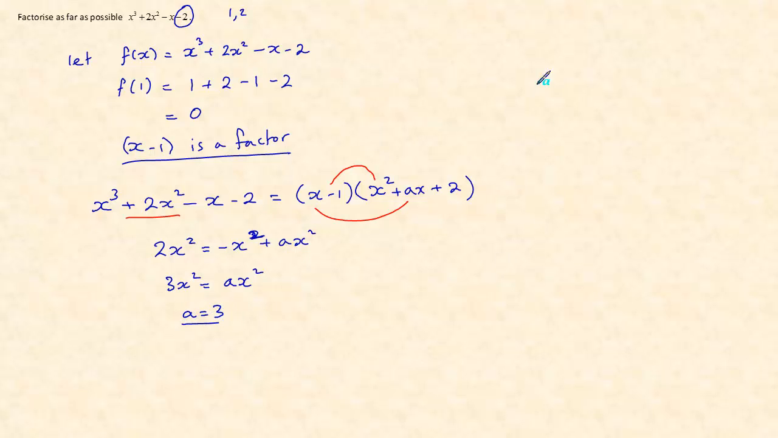So I now have x minus 1, x squared plus 3x plus 2, and I know how to factorize this quadratic. So that's x minus 1, x plus 1, x plus 2.